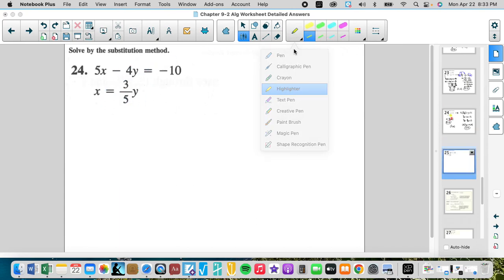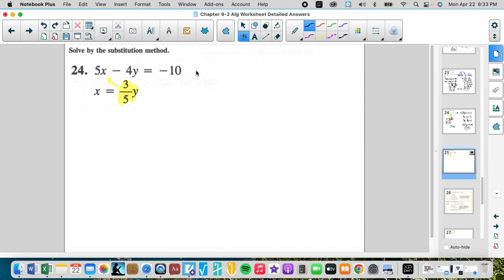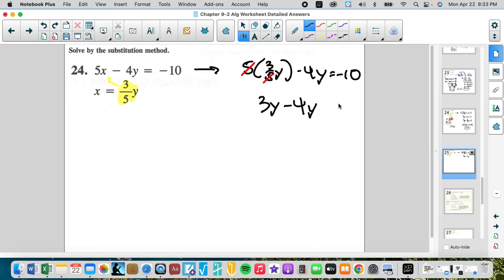Same thing here. We're going to do the same exact thing. We'll take this value and plug it in for my x in the equation above. That is going to give us 5 times 3/5 y. This time it's going to cancel. Minus 4y equals negative 10. 5 in the denominator cancels with 5 in the numerator, leaves us with 3y, or minus 4y equals negative 10.